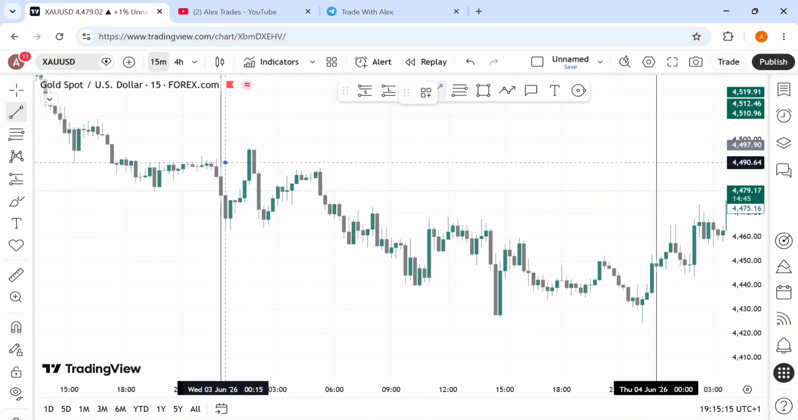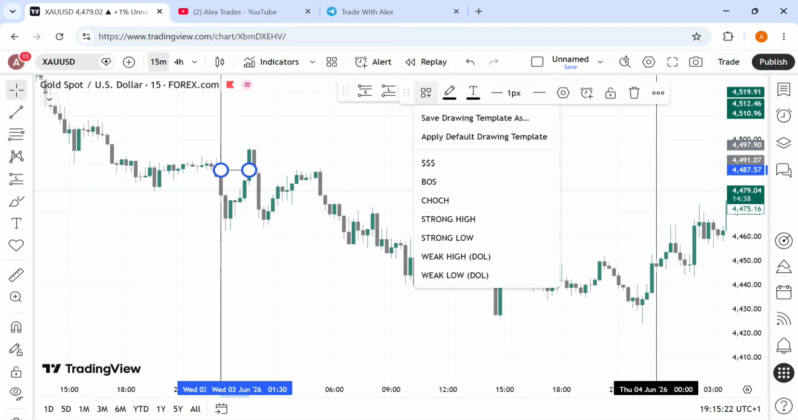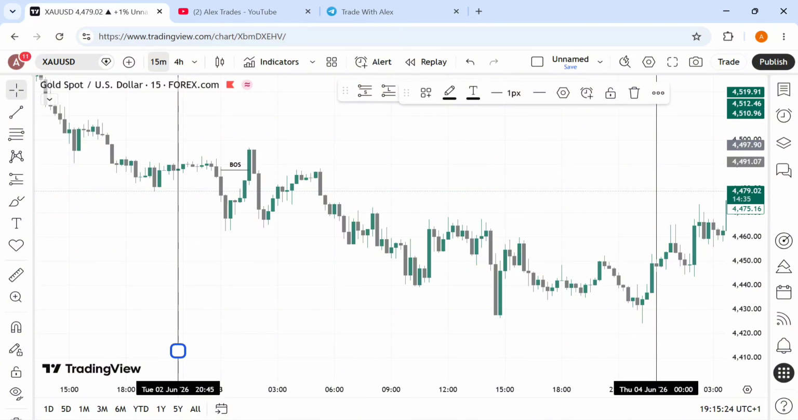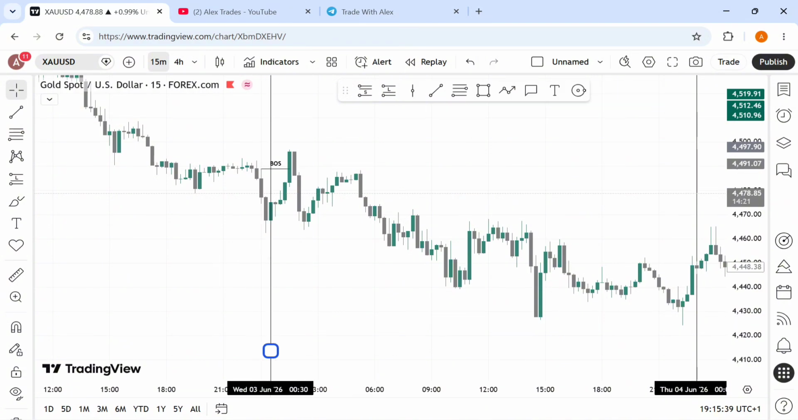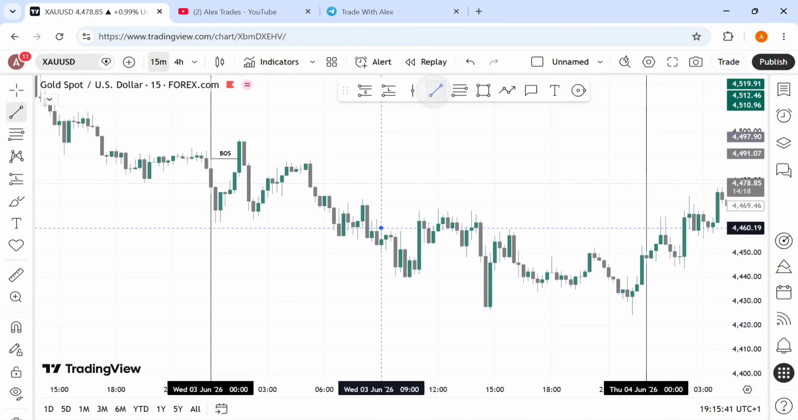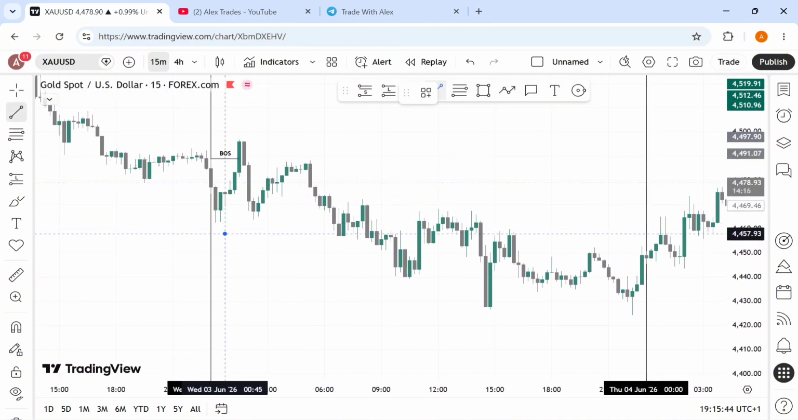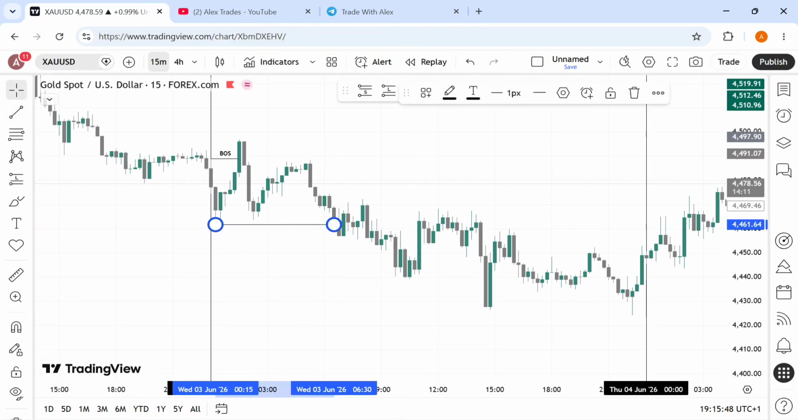This was the first move. Price broke structure at this point. Excuse me. So this was the beginning of the candle here. Okay, so this was the beginning of the day. And then price came back down here and changed character to the downside.